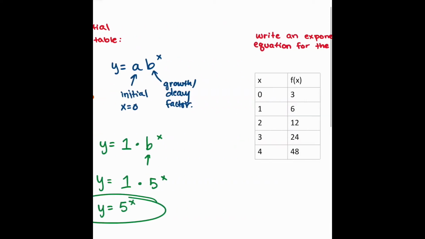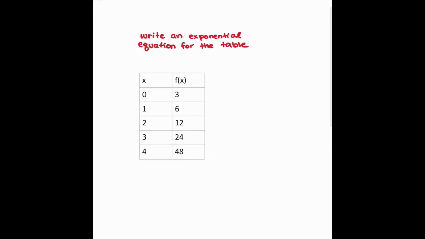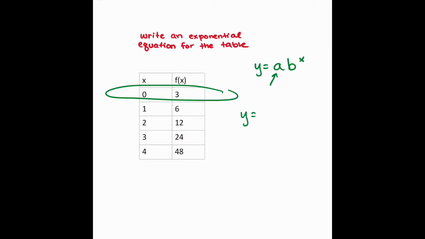Let's do one more. Okay, again, y equals a times b to the power of x. My a, my initial value, whatever I'm starting at, when x equals 0, f of x equals 3. So I've got y equals 3 times b to the power of x. Now looking for my b value, what am I multiplying by every time?